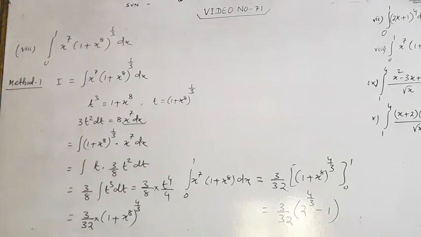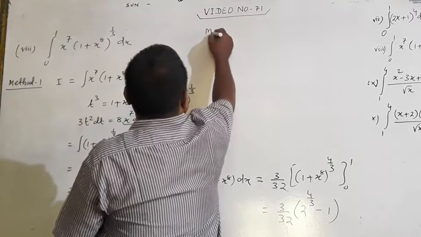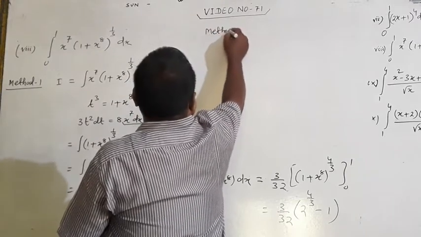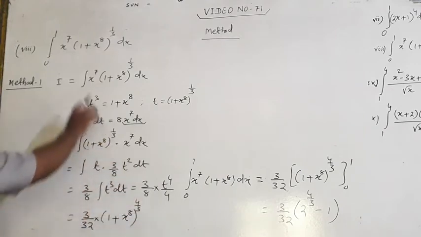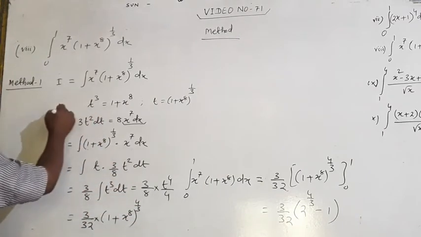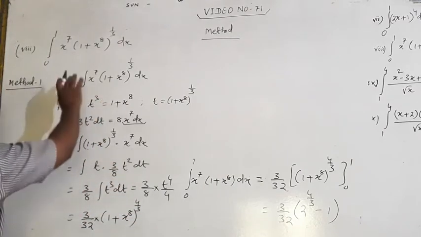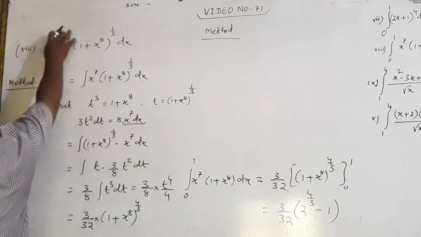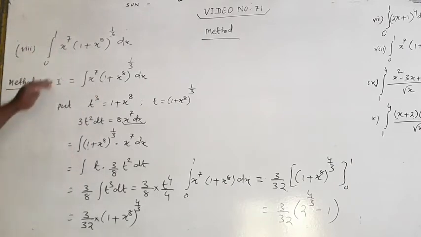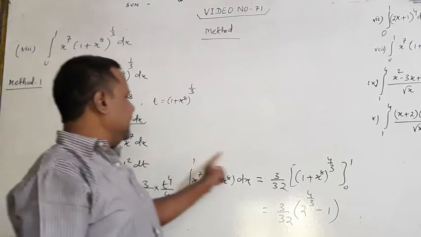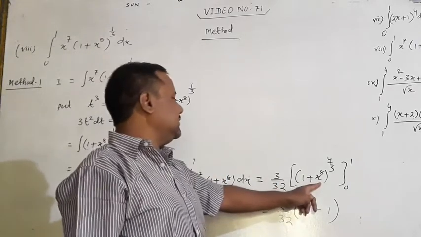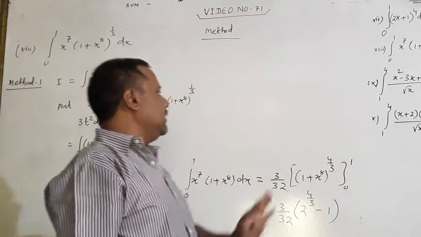Now I am doing this problem in method 2. What is that method 2? Here I am taking I, then doing the problem, putting t cubed as this. I am not taking the lower and upper limits; I integrate fully. After that, the integral result is this. Then I put the upper limit and lower limit.